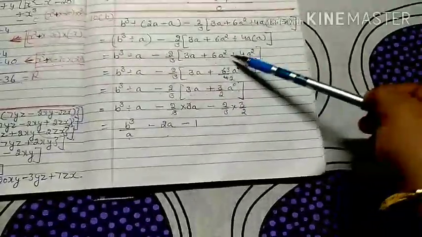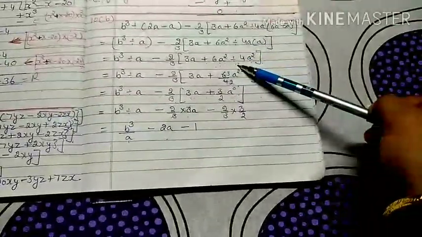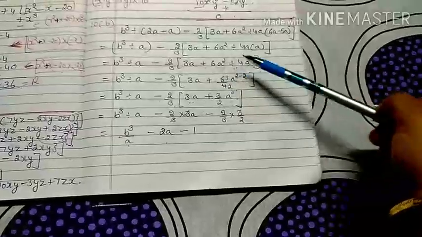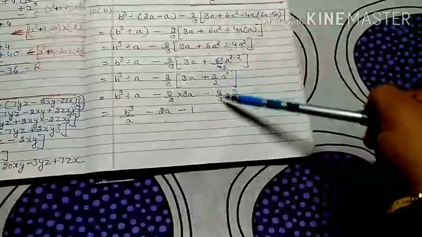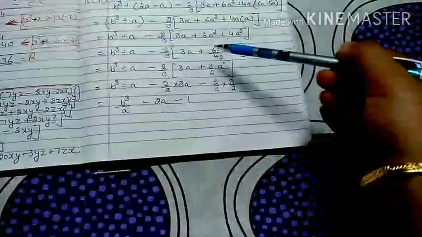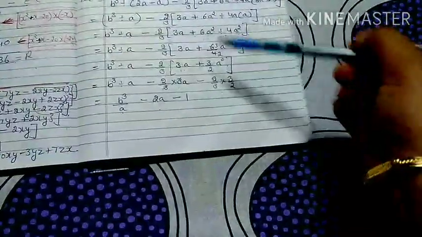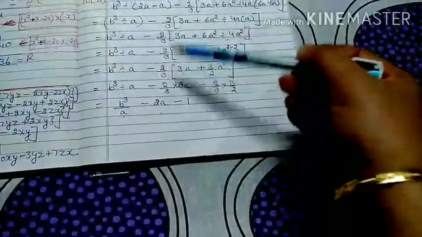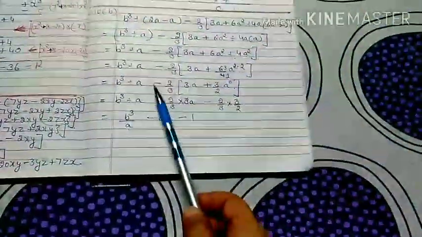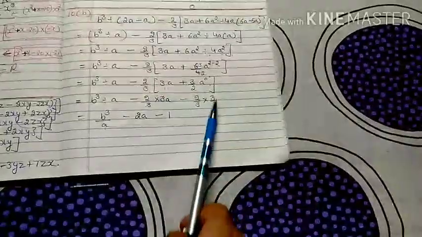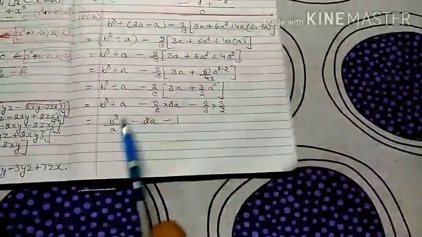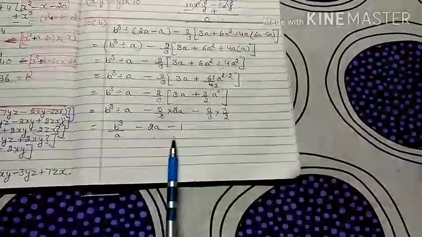When like terms are there, here the division sign is there, same base is there in numerator and denominator, so the power will be subtracted. a 2 minus 2 gives me 0, only 3 by 2 is left here. So here 3a plus 3 by 2 only left. Now outside is minus 2 by 3. When you open the bracket, negative 2 by 3 multiplied first by 3a, then negative times positive becomes negative, 2 by 3 into 3 by 2 gives me minus 1. So b cube by a minus 2a minus 1 is my required answer.